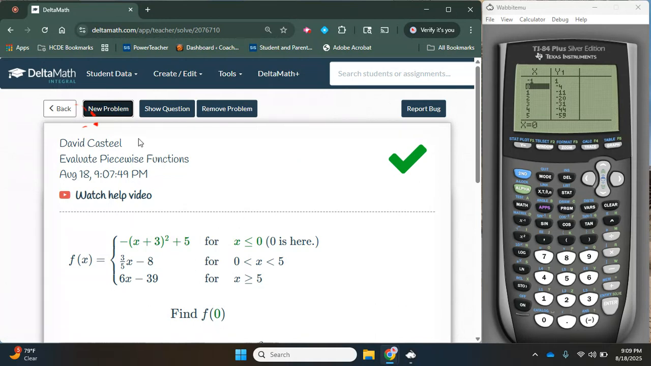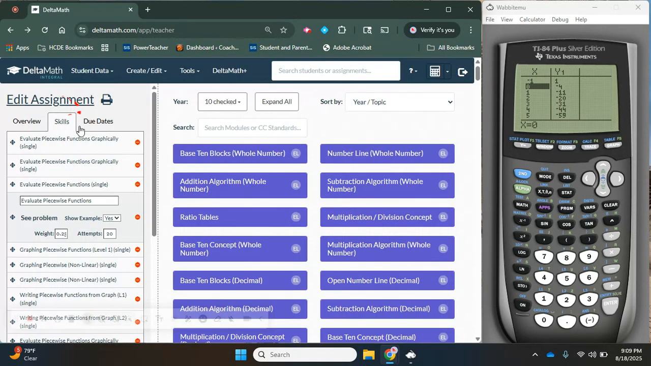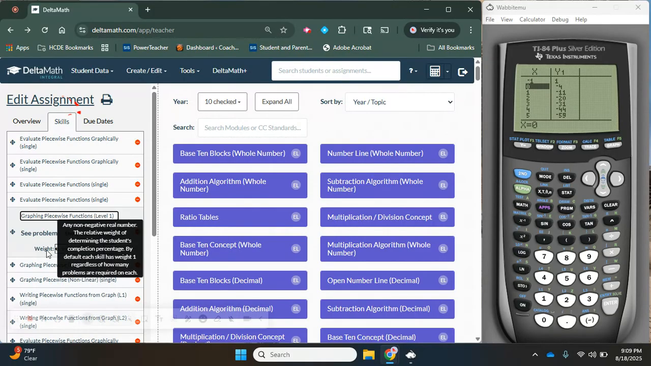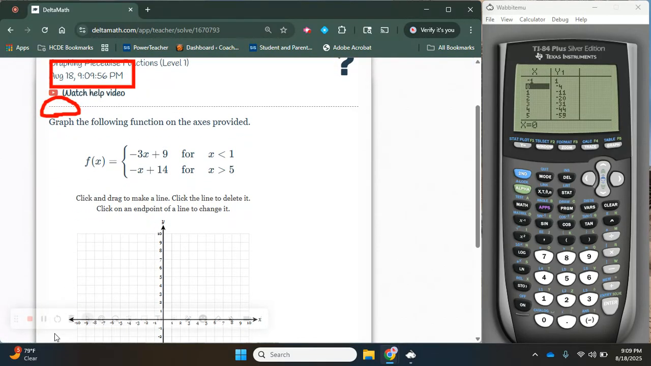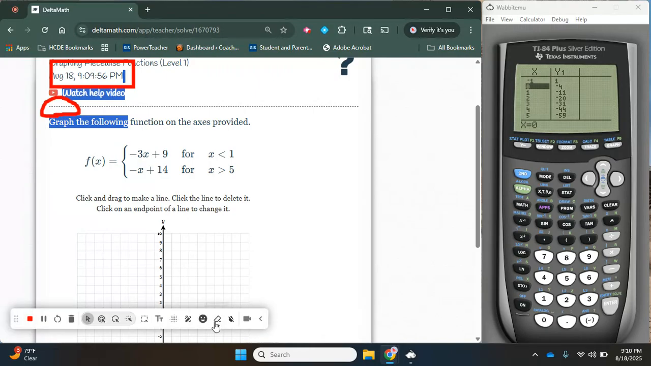There we have it. All right, now we're getting into graphing a piecewise function. These can be very tricky. You're going to do a little bit of what I just did with you later. So just be prepared for that.